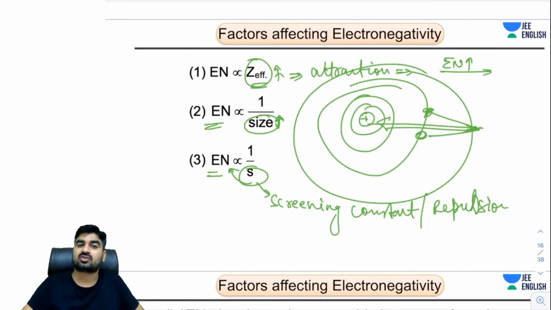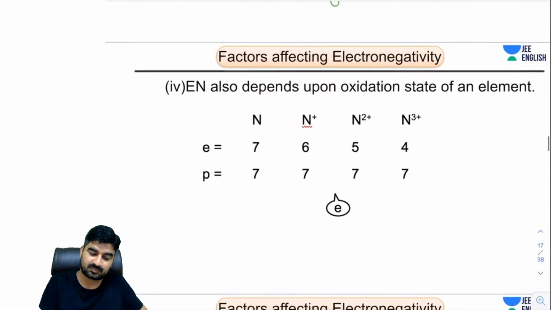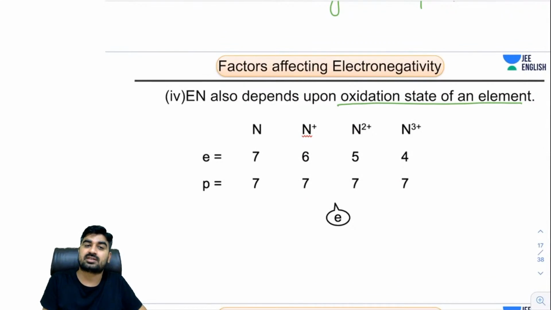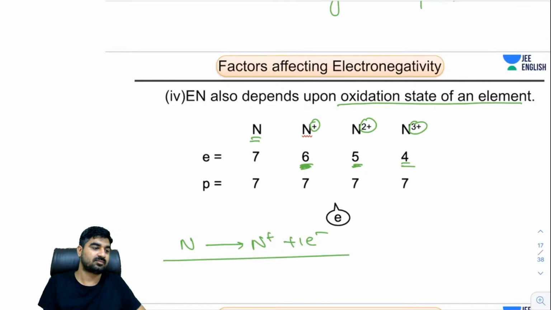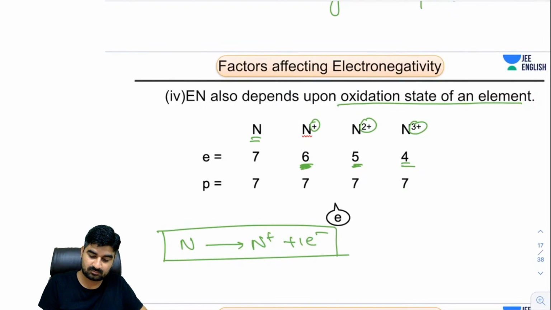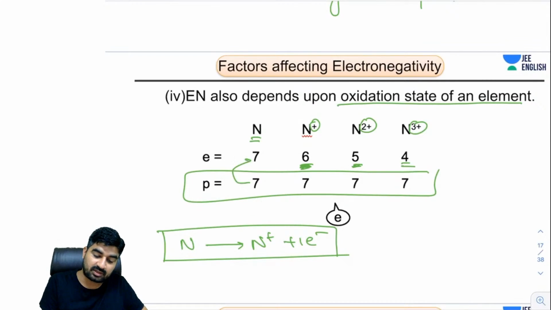So what are other factors on which electronegativity depends? It also depends upon oxidation state. So what is oxidation state? This is neutral nitrogen. After losing one electron, 1+ will come. After losing 2 electrons, 2+ will come. And after losing 3 electrons, 3+ will come. So the number of electrons is decreasing: 6, 5, 4. Here we have 7 protons. 7 protons are attracting 7 electrons, and here these are attracting 4 electrons.